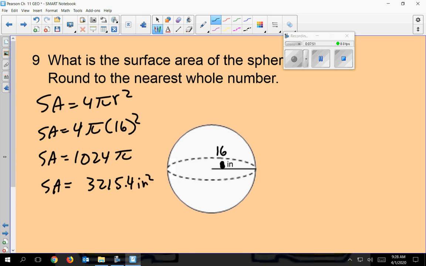Okay, so the radius was 16. 16 squared is 256, and 256 times 4 gives me 1,024 pi, so I could leave my answer that way, but multiplying it out and rounding it up gets me 3,215.4 inches squared, okay? All right, so hopefully that was a pretty good one for you. Got through those pretty well, all right?